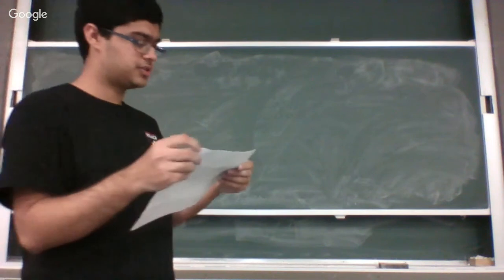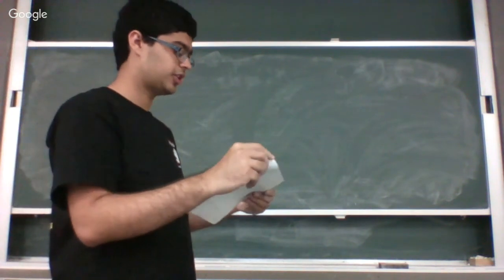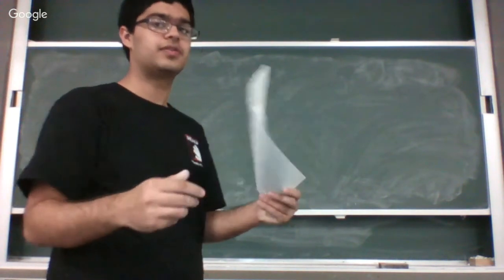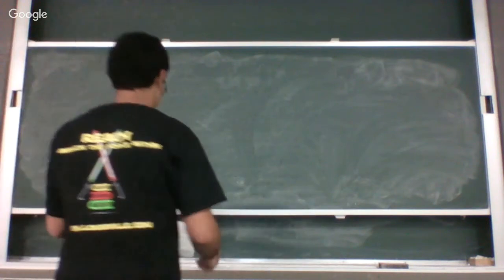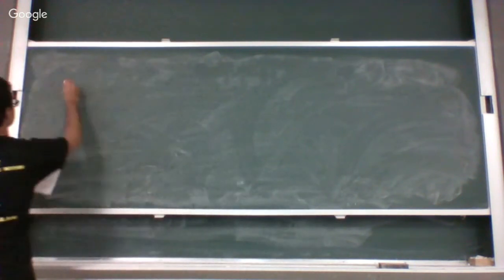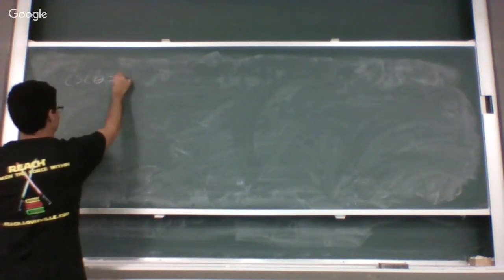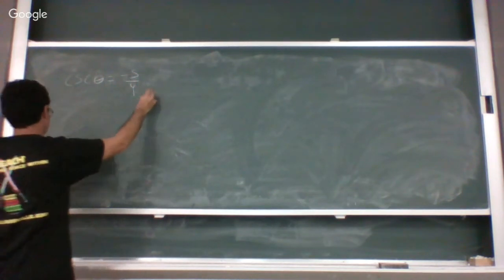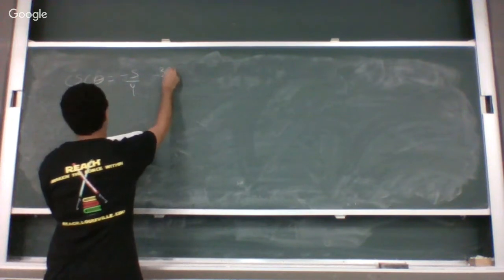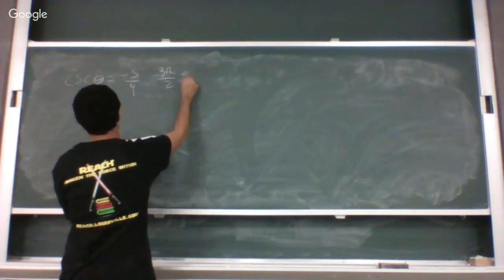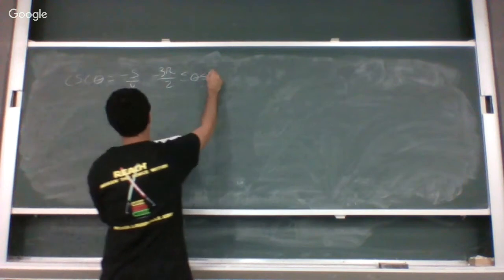Okay, so this is one of the old exams that we covered in SI, but they did cover something like that where it could be in either. So I'll just go over that quickly. If we have cosecant of theta equal to negative 5 fourths, and we want theta between negative 3 pi over 2 and negative pi over 2.